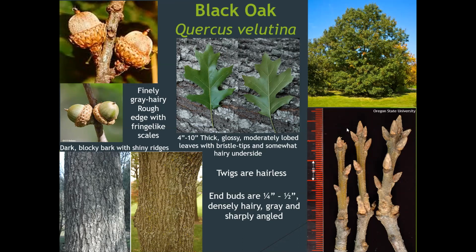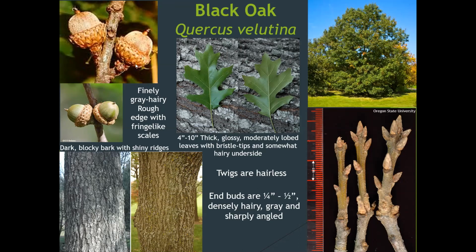The black oak acorns, their shells are actually finely gray and hairy, but they have this rough edge that has scales that kind of flake off of them. They don't cover the entire acorn, but they cover almost half of it. So a way to identify oaks is not only by the leaves and the twigs, but also by the acorns.